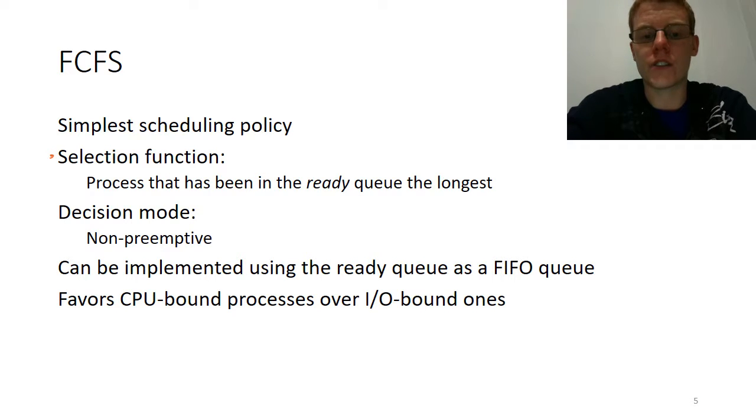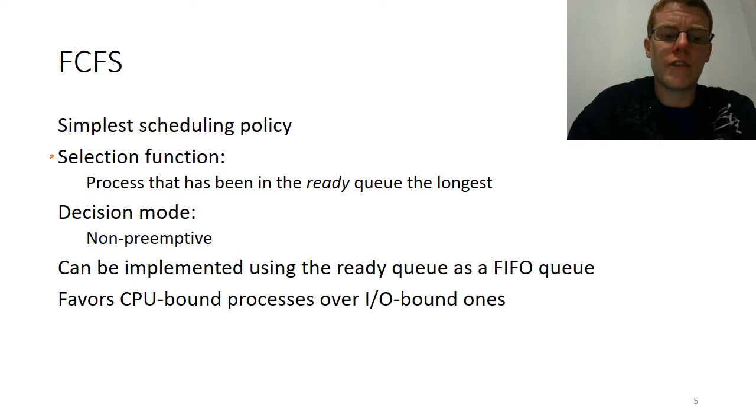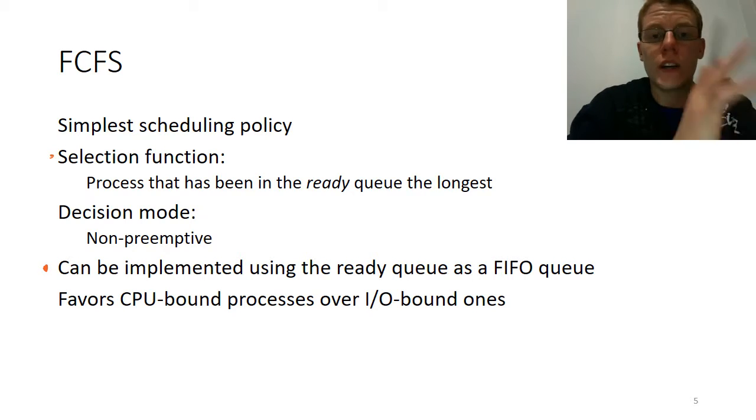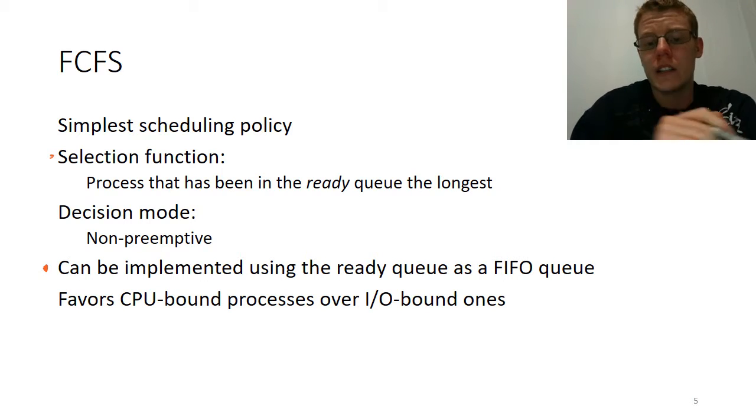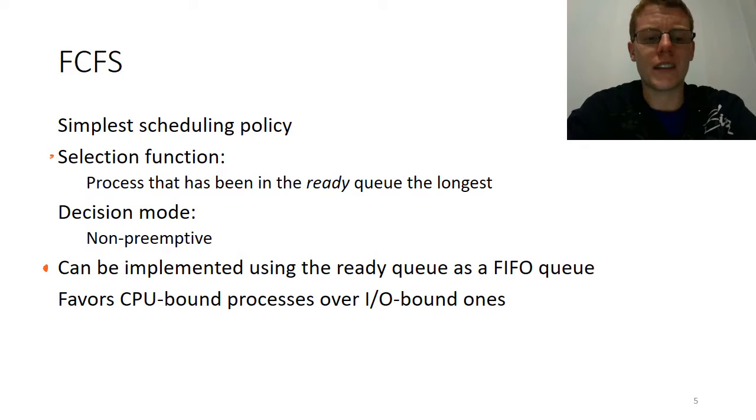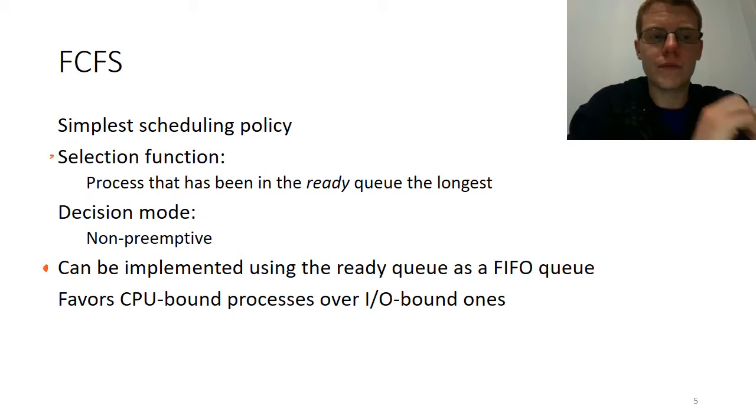then we will use the selection function, which is again a very simple selection function. We can implement it very easily just by using the ready queue as a normal FIFO queue. So we don't need any fancy priority queue scheme or anything like that. It's very simple to implement. But what we will see, not in this example but in future examples, is that it tends to favor CPU-bound processes over IO-bound ones, which we do know is a problem, but it does have the advantage that it is very simple.